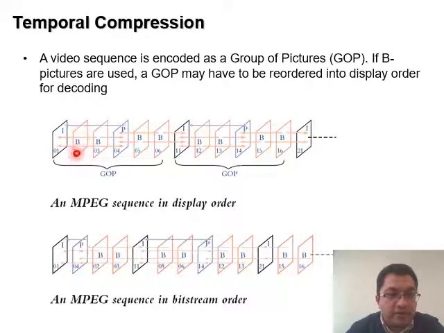So the B frame will be taken from frame number 1, frame number 2, and from the P frame number 4. While the P frame, the predictive frame or the predictive picture, has only to be predicted from a previous one. So this frame will be predicted from this one. So the P frame is predicted from this I frame.